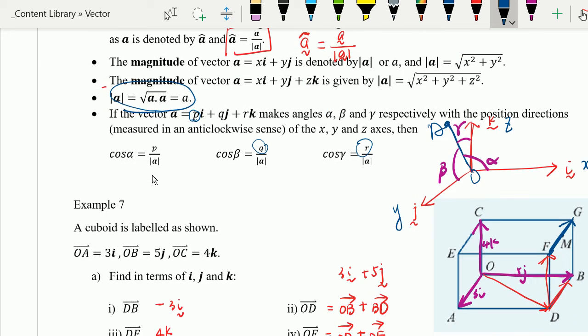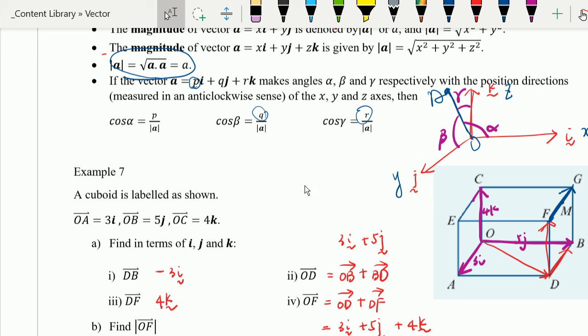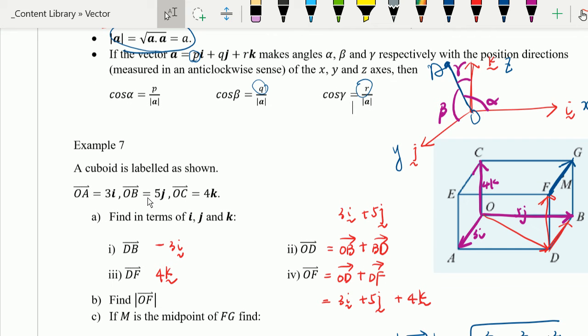If we have a look at example 7, we have OA equals 3i, OB equals 5j, and OC equals 5j and 4k for OC. Find DB in terms of ijk. DB is parallel to OA, but in the opposite direction of OA, so that's negative 3i. So OD equals OB plus BD. OB is 5j, already known. BD is negative DB, which is 3i. So OD is 3i plus 5j.